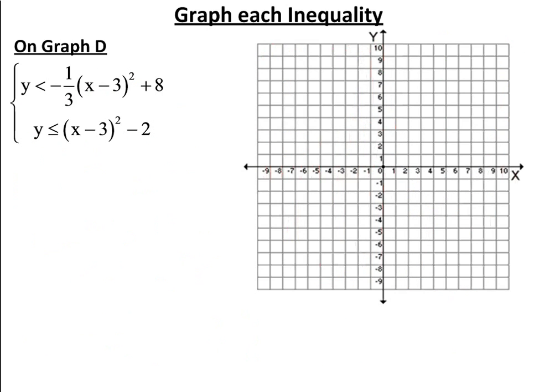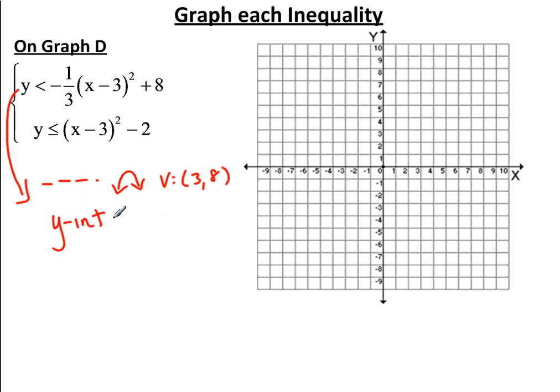Let's look at our last example. Now we're graphing a system, so I'm graphing 2 parabolas on the same graph, and then looking for where their shadings overlap. Both here are actually in vertex form to make it a little bit easier. The very first one I know is going to be a dashed parabola. I know it's going to face down because this is negative, and I know it has a vertex of (3, 8).